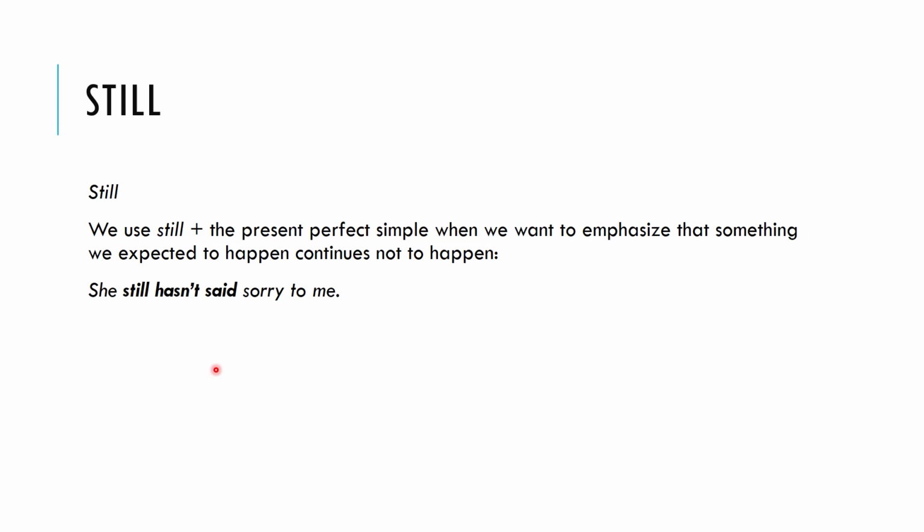Still, we use still with the present perfect simple when we want to emphasize that something we expected to happen continues not to happen. We expect that to happen, but it is not happening. So we use still with the present perfect to talk about this. She still hasn't said sorry to me. So I'm expecting her to say sorry, but she's continuing not to say sorry to me. Okay? So we use what? Still for the things we expect to happen, but it is not happening.